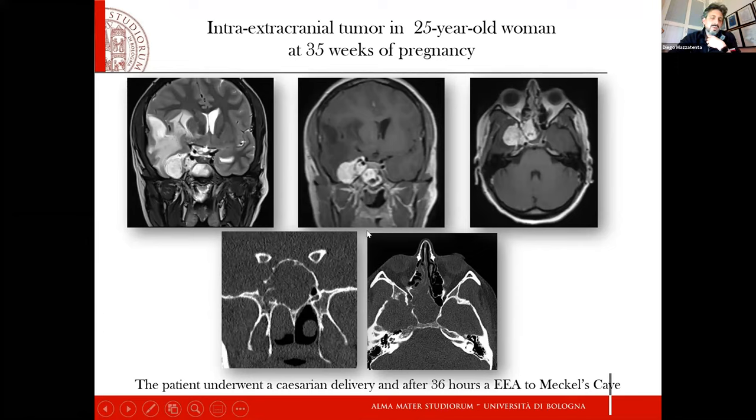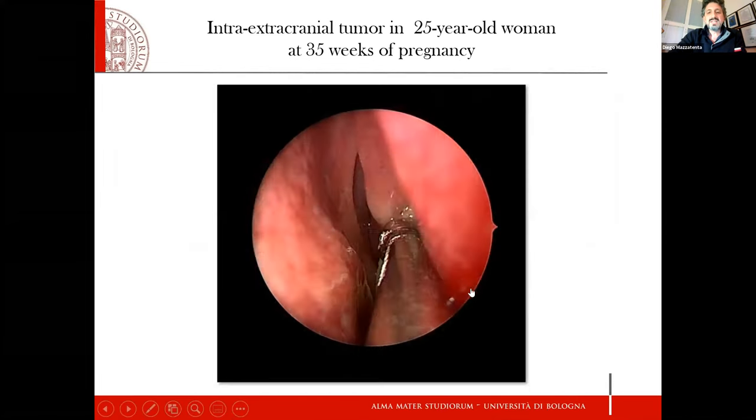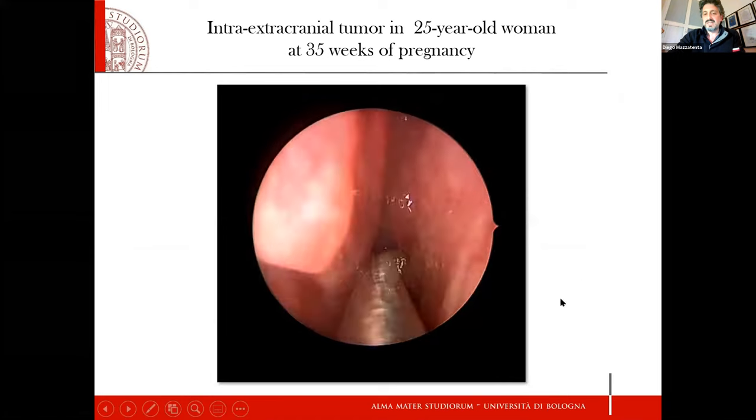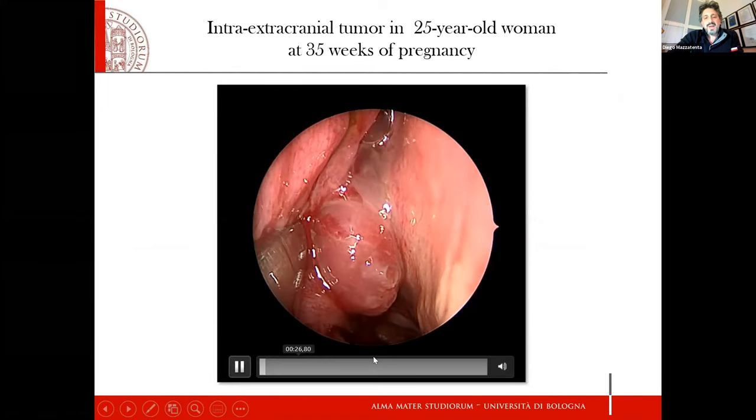We started with a combined approach, transnasally and transcranially, and we prepared the procedure for a combined approach in the same procedure. We were not sure what this type of tumor could be. Obviously, the patient underwent a cesarean delivery 36 hours before our neurosurgical procedure. We start endoscopically endonasally. We prepare the approach.